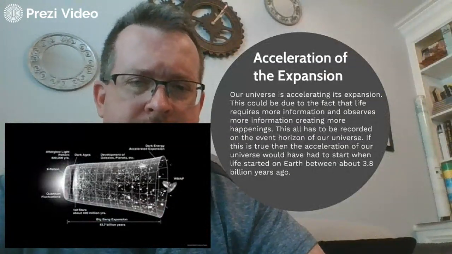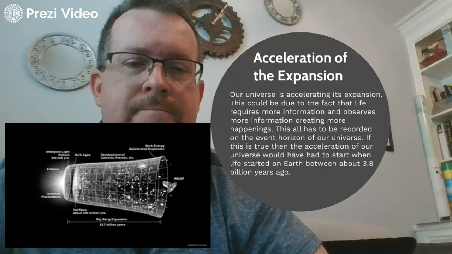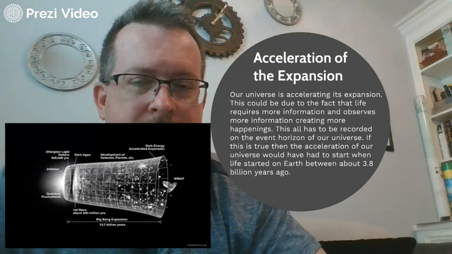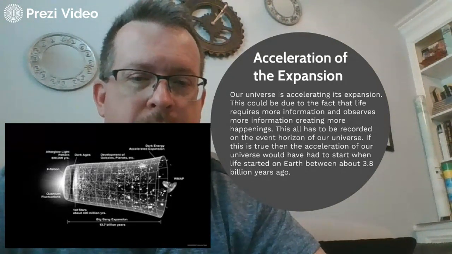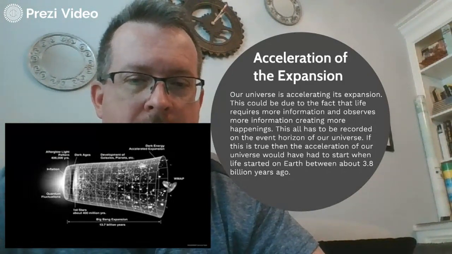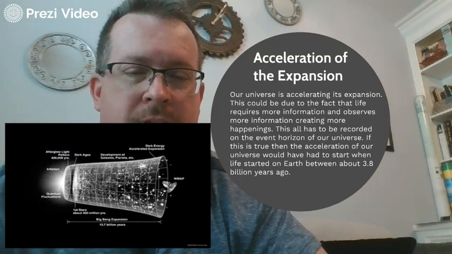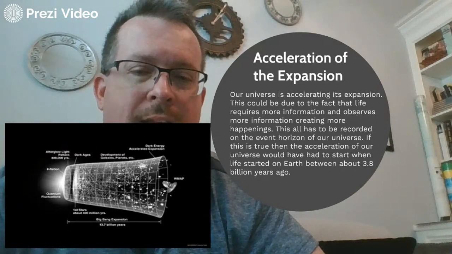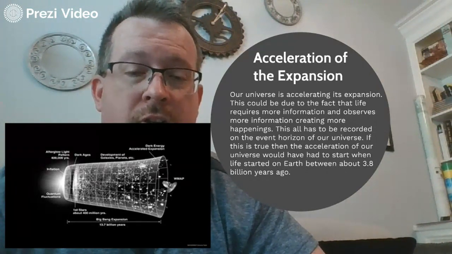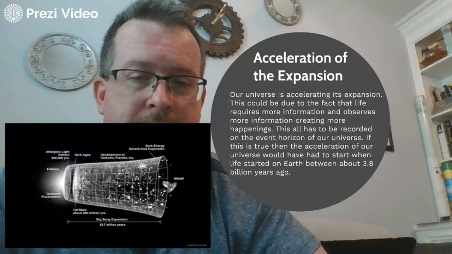This also lets us see the accelerated expansion of our universe. Our universe is accelerating in its expansion. This could be due to the fact that life requires more information, and when you have observers, they require even more information, and there's space that needs to be created on the outside of our space-time continuum, or the outside of our universe. The event horizon of our universe is going to require more space.